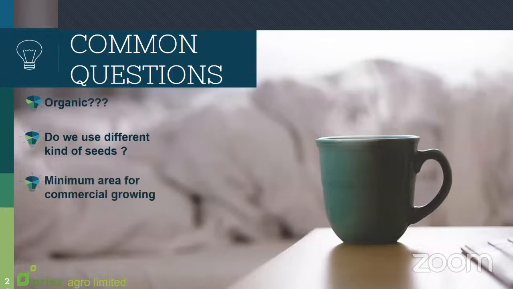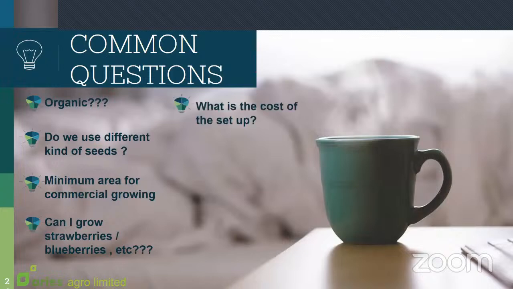Minimum area for commercial growing depends on where you're going to sell it, but minimum at least a quarter of an acre if you are putting up a greenhouse. Can I grow strawberries? You can grow everything. It's not that you can't grow, you can grow, but don't expect magic. They will need a certain ambient temperature that they are grown at. Okay, if you can maintain that temperature, you can grow.